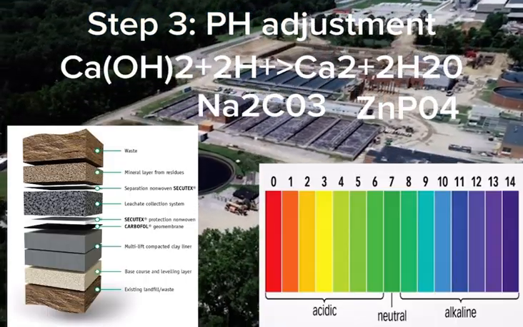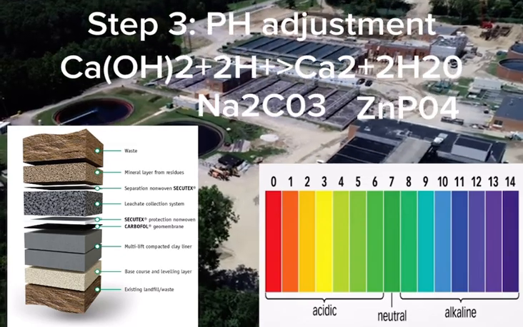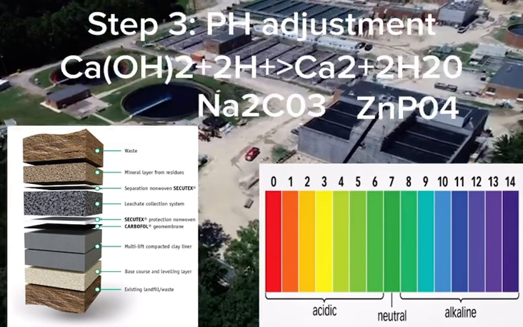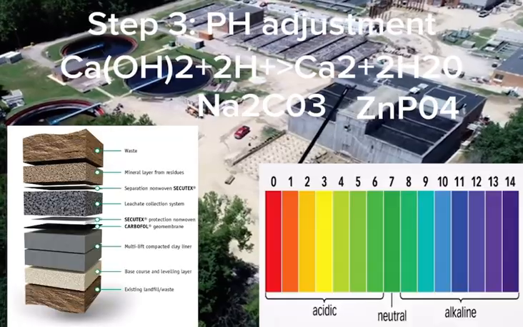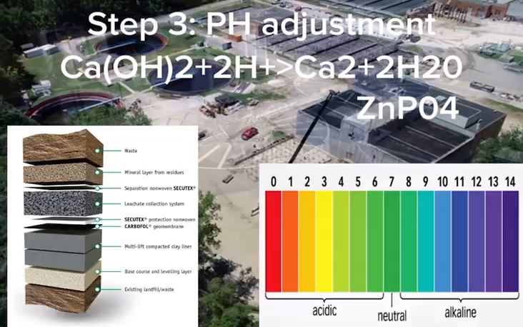Sometimes the pH level is way too high or way too low. So this step makes it in between 6.5 and 8.5 where it's safe to drink.